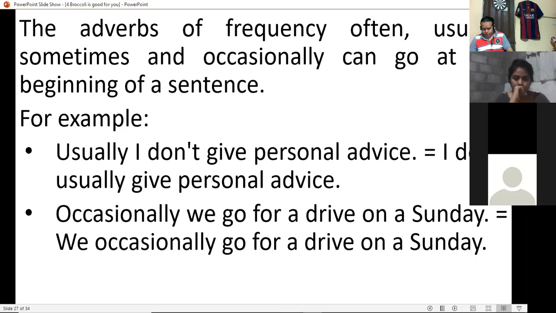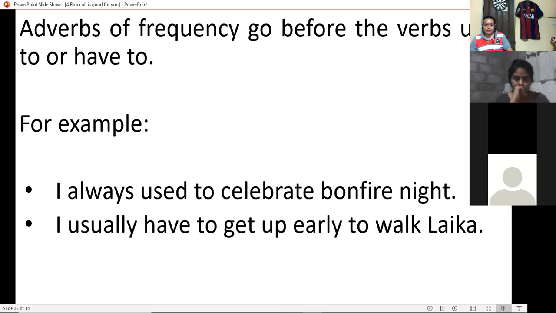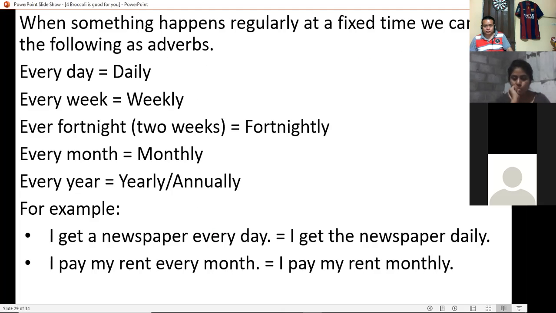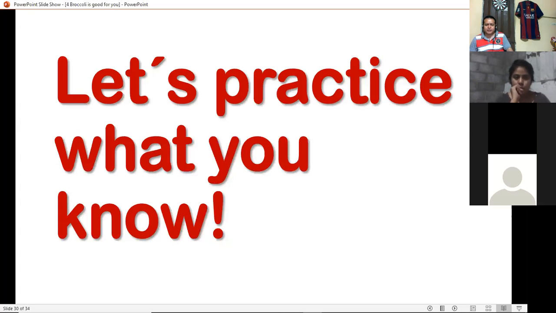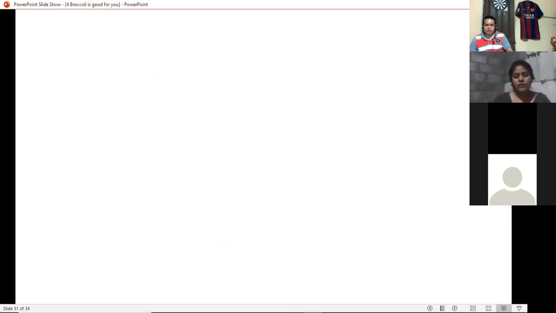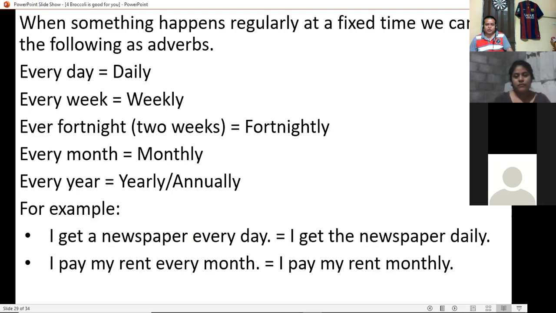Good. ¿Preguntas? No. Good. Ok, creo que aquí terminamos. Pero todavía nos queda un poquito de esto. Every day, daily. Every week, weekly. Estas son otras formas de utilizar los adverbios de frecuencia. Veamos qué nos dice la práctica. Uy, ¿no tenemos práctica aquí? No. Entonces nos quedamos en esto.